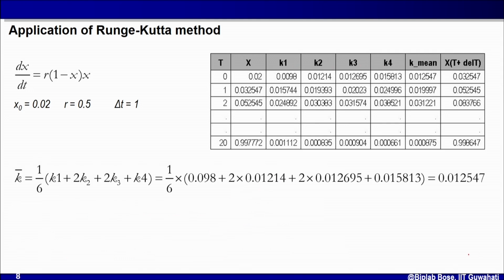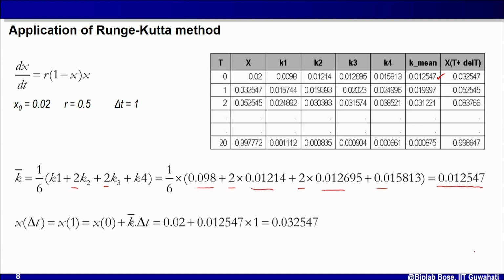So now I take a weighted average. So remember, we are giving different weightage to different slopes. So for k2 and k3, the weightage is 2, 2. For the rest, k1 and k4, the weightage is 1. So the total weightage is 6. So we have to sum k1 plus 2k2 plus 2k3 plus k4 divided by 6. We have already calculated the value of k1, k2, k3 and k4. You put those numerical values here. Don't forget to multiply by 2 for k2 and k3 and you get a mean value of slope as 0.01257. So I write it down in this table.